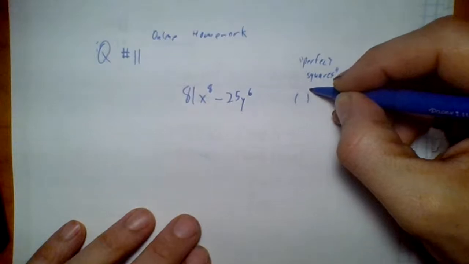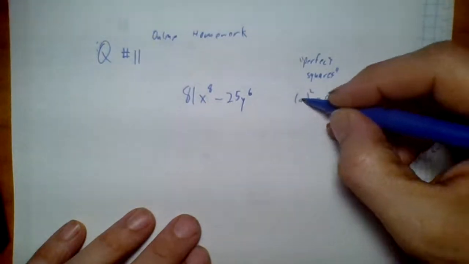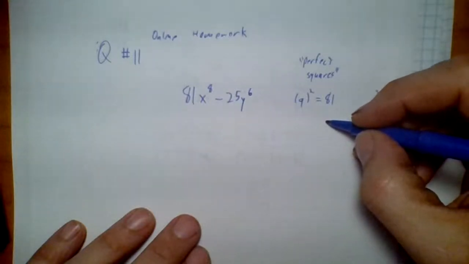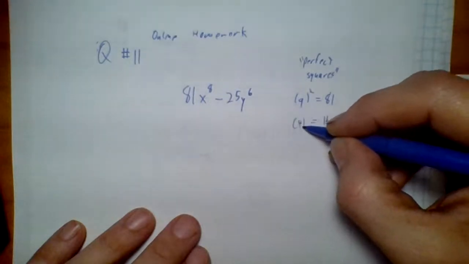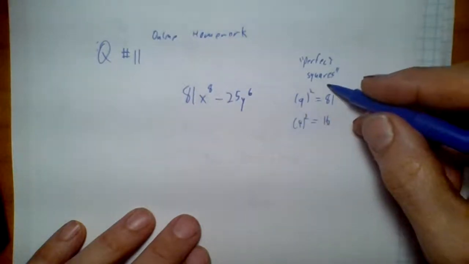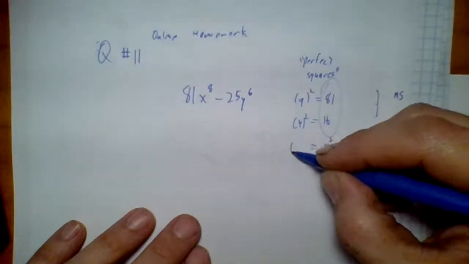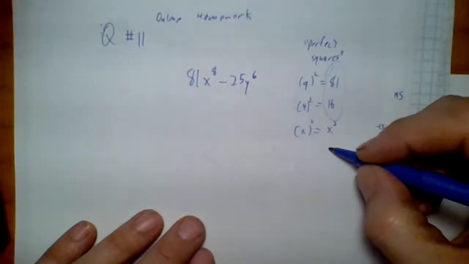what I mean is that something got squared and ended up as that, right? 81 is a perfect square because 9 squared is 81. And 16 is a perfect square because 4 squared is 16, right? Those are perfect square numbers. But when we get to letters, x squared is, of course, a perfect square. But higher powers can be also.